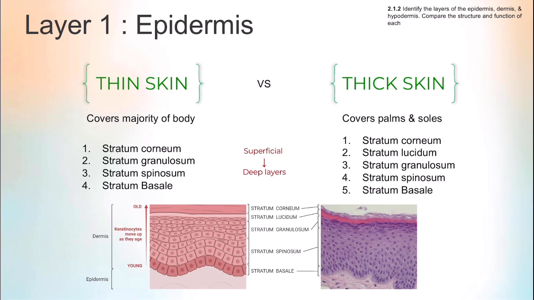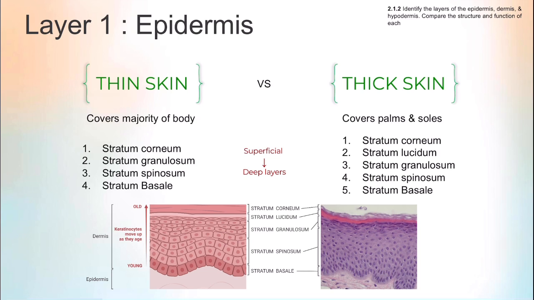All right, so looking at our thick and thin skin. So thin skin, just as a quick recap, is only going to contain four of those layers. So stratum basal, spinosum, granulosum, and corneum. And then our thick skin is going to be all five layers. So we have our basal, spinosum, granulosum, lucidum, and corneum.